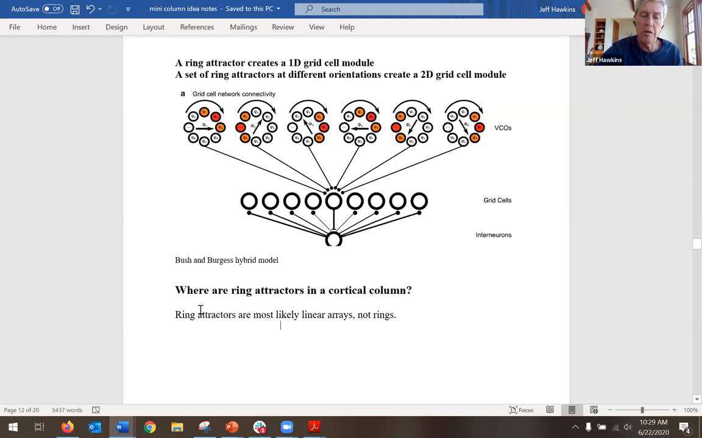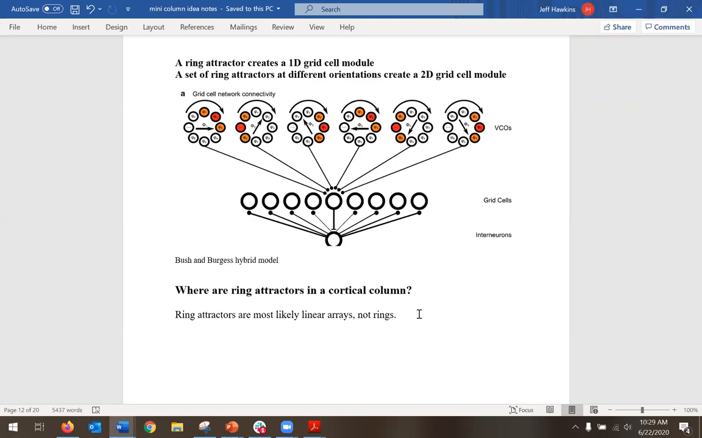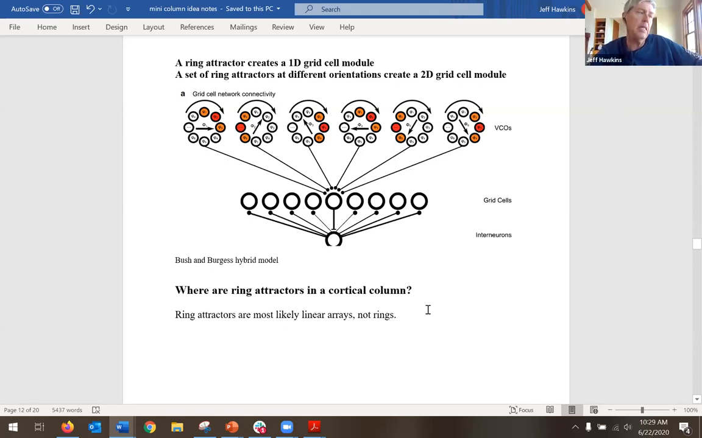So that's what I wrote down here. Ring attractors are most likely linear arrays, not rings. That's the first thing. If there are going to be ring attractors, they don't have to be rings. They can be just a line of cells that are slightly delayed in their peak. That would map to the idea of waves moving across. Yes, exactly. Well, so let's get down to the next thing.